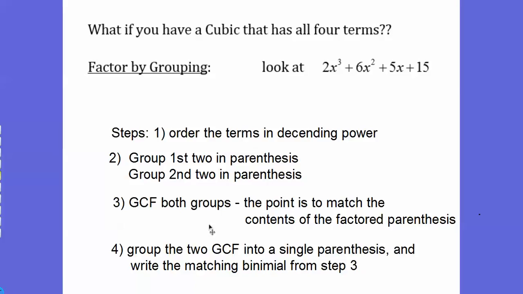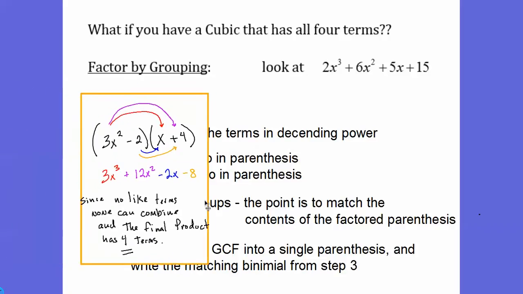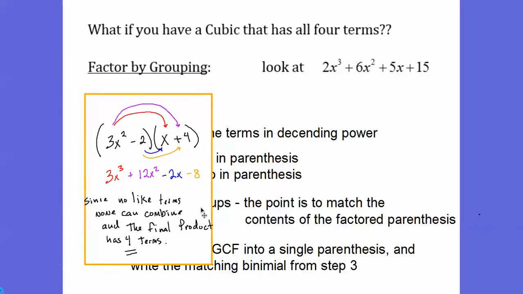Alright, this should be the last video in terms of the types of polynomials we have to deal with. What happens if your cubic has 4 terms? How does this even happen? Well, let's look here for a moment. I pre-wrote a problem for us to look at.